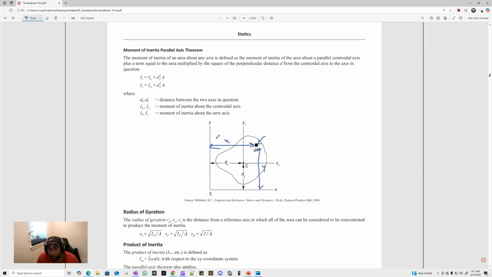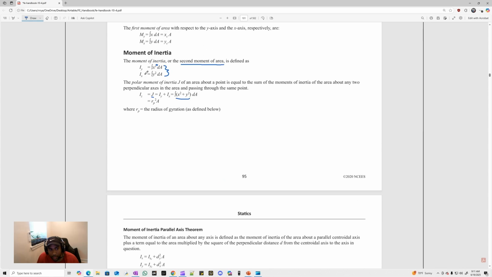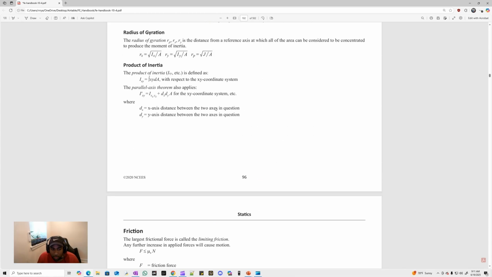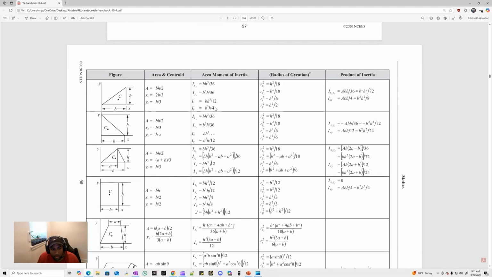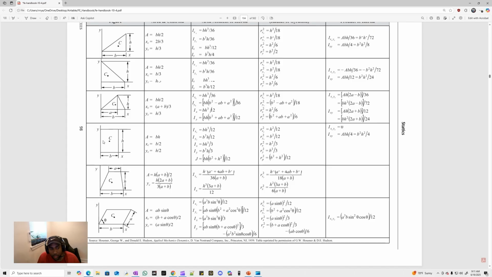So that's why Iy is the integral of x squared dA. And then J is just the sum of the two. Okay, so the strategy here is going to be to go down to the moment of inertia tables, and we're going to find the moment of inertia of a rectangle. And we're going to avoid the parallel axis theorem because we're going to take these shapes in a specific way to avoid it.